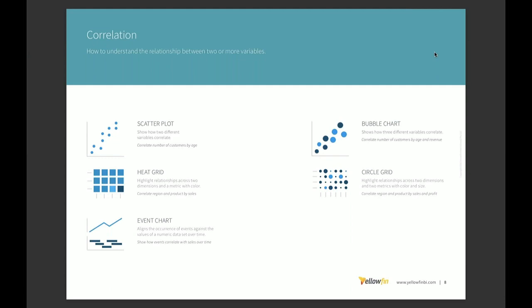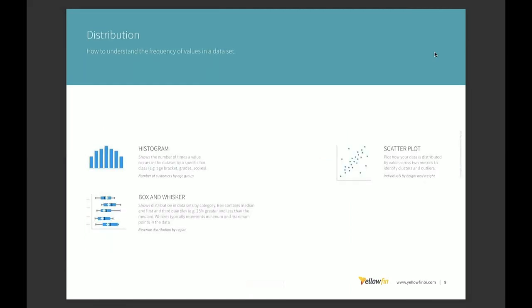Next is distribution charts. Distribution charts allow us to understand the frequency of values in the data set. A histogram shows the number of times a value occurs in a data set by group, like age, grades, or scores. I really like a box and whisker chart because it shows many data points in an easy-to-read way. Whisker usually represents the minimum and maximum points in the data. Box contains the median and the first and third quartiles. This is a really useful chart for pricing of products. You can see your maximum price, minimum price, average price paid, and the whole range of prices.